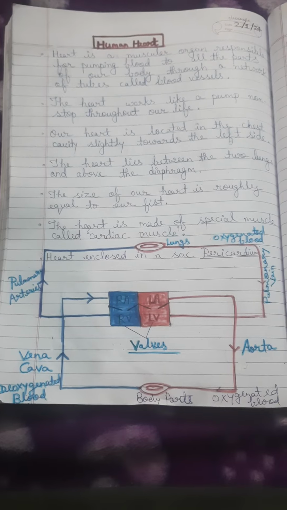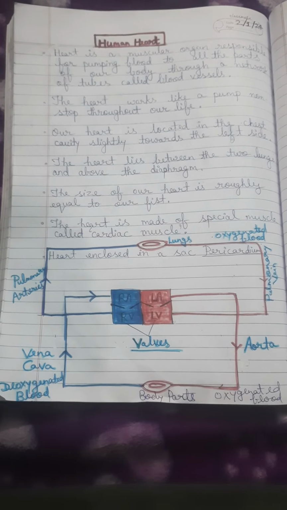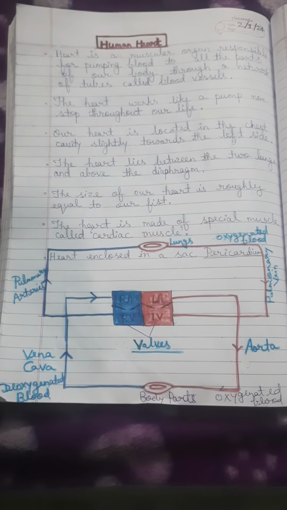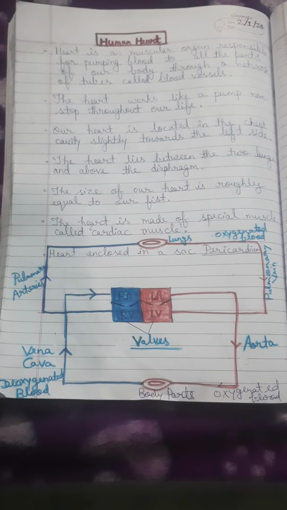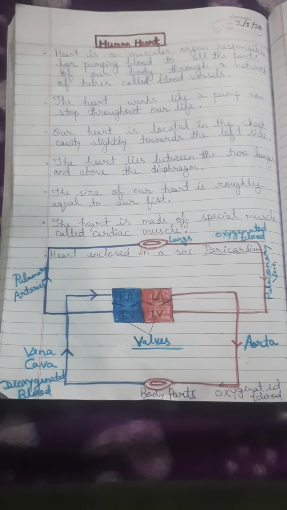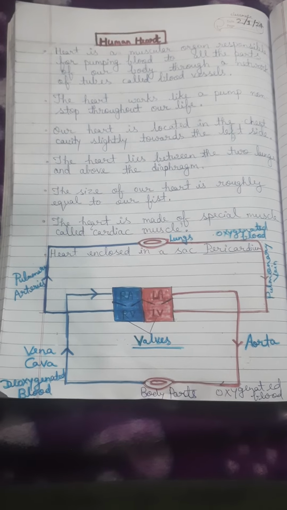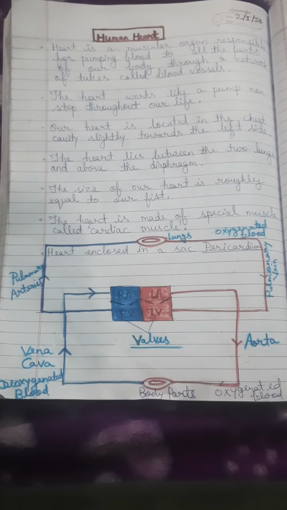Our heart is located in the chest cavity slightly towards the left side, and the size of our heart is roughly equal to our fist, and the heart is made up of a special muscle called cardiac muscles, and heart is enclosed in a sac called pericardium.